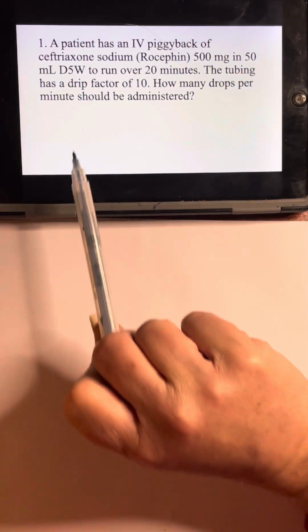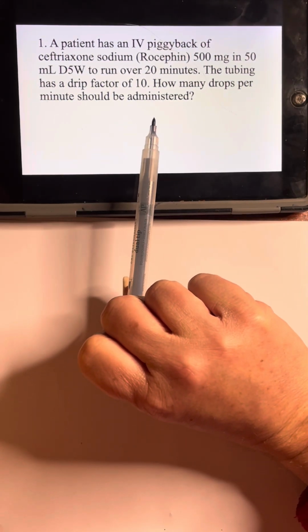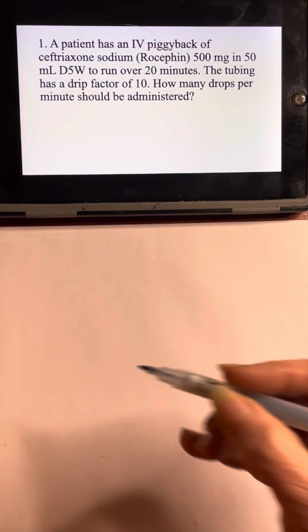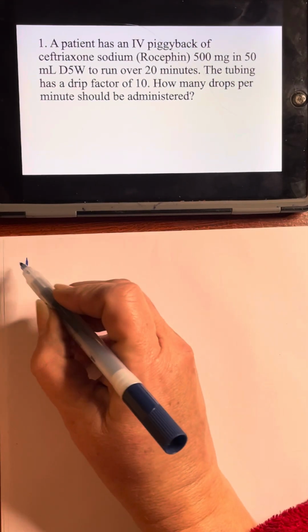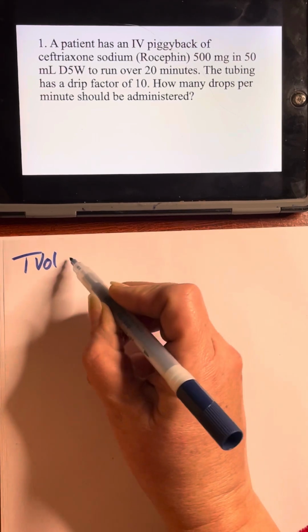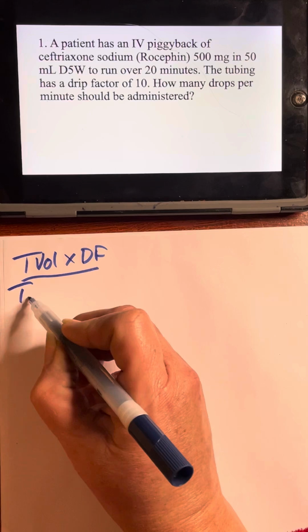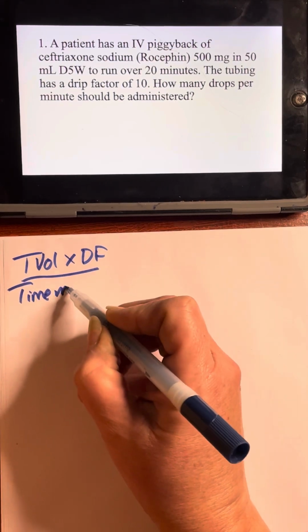Okay, so this says a patient has an IV piggyback of Rocephin 500 milligrams and 50 milliliters of D5W to run over 20 minutes. And the tubing has a drop factor of 10. How many drops per minute are you going to give? So you remember, the drops per minute was the total volume times the drop factor divided by the time in minutes.